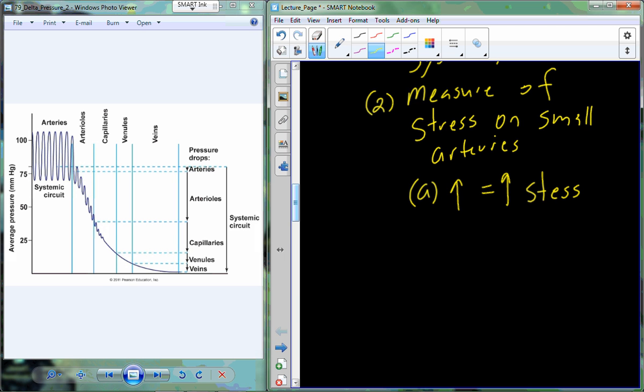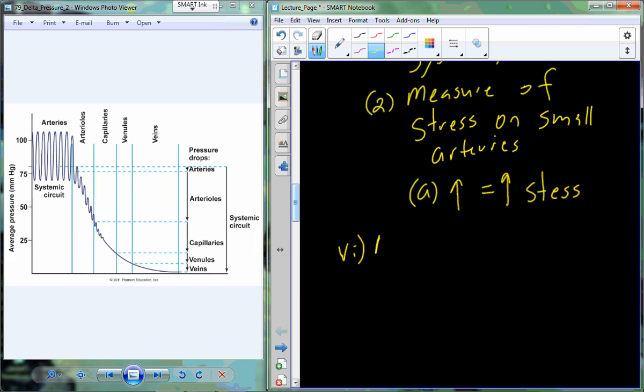Increases likelihood for aneurysm, which is blood seeping out between the cells that make up the luminal wall of the vessel, and can lead towards some very problematic conditions that actually can be extremely life-threatening. So pulse pressure is going to be an indicator of small artery stress.